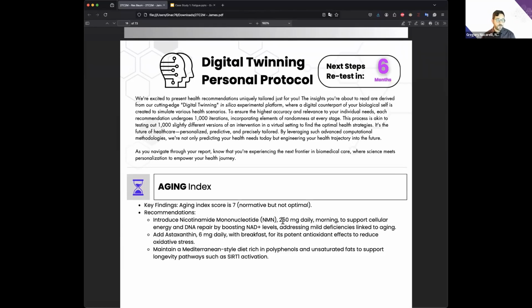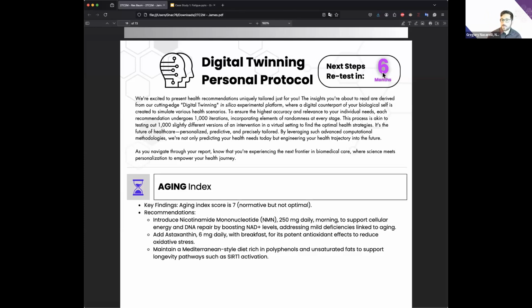We see, okay, if we were to introduce this to this digital twin of this individual, how would it impact the health score? Let's say it impacts it a fraction of a percent. We then go, okay, what if we added other interventions? And then we tally those interventions up to see from what we can recommend overall, what's going to have the greatest improvement in the health score based on their health history and based on their metabolites. So from that, a digital twinning personalized protocol is created.